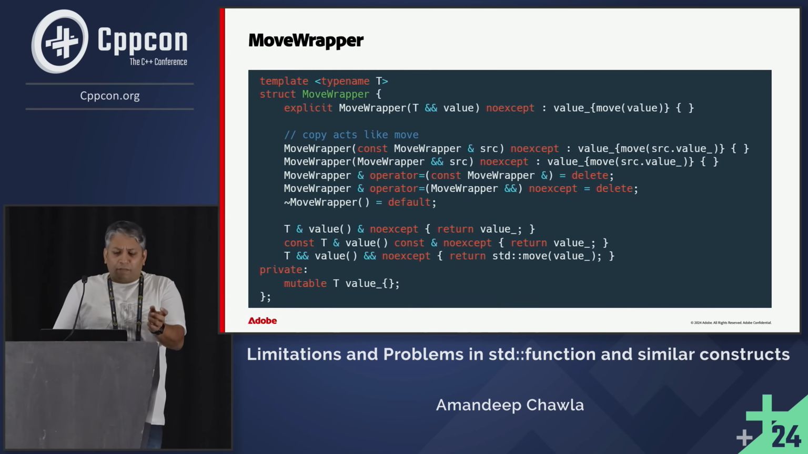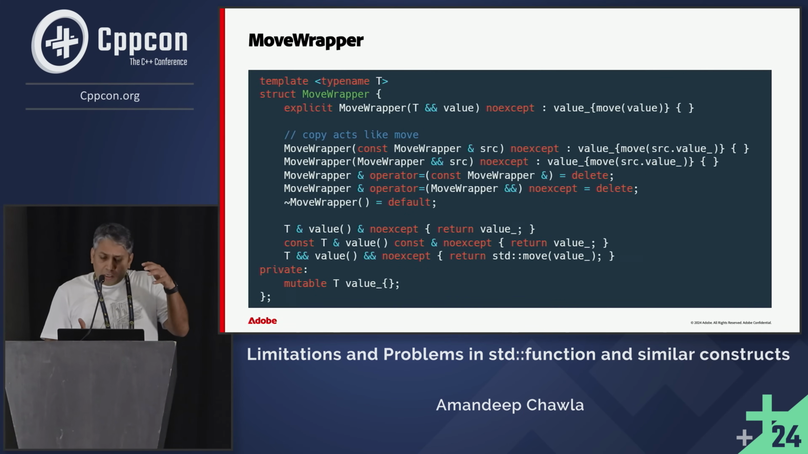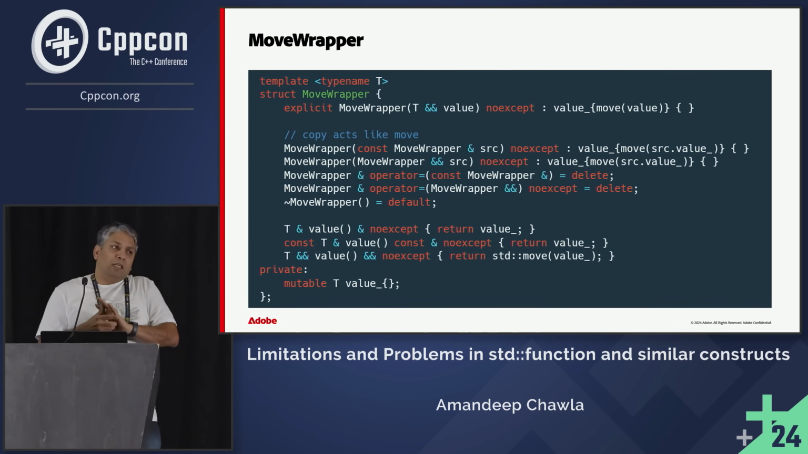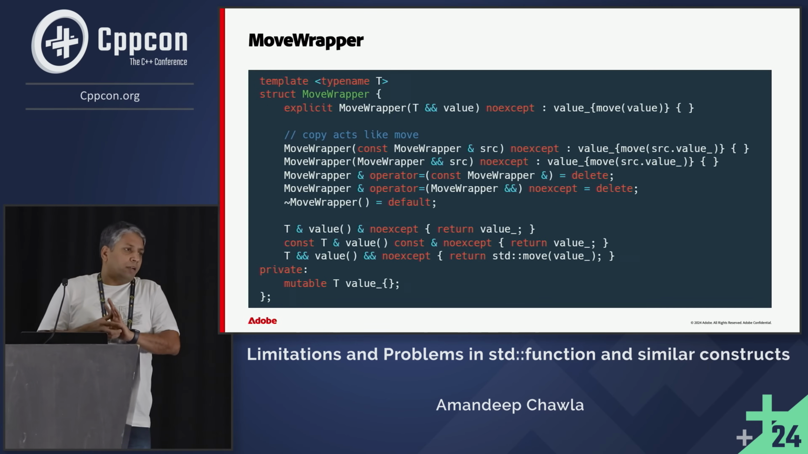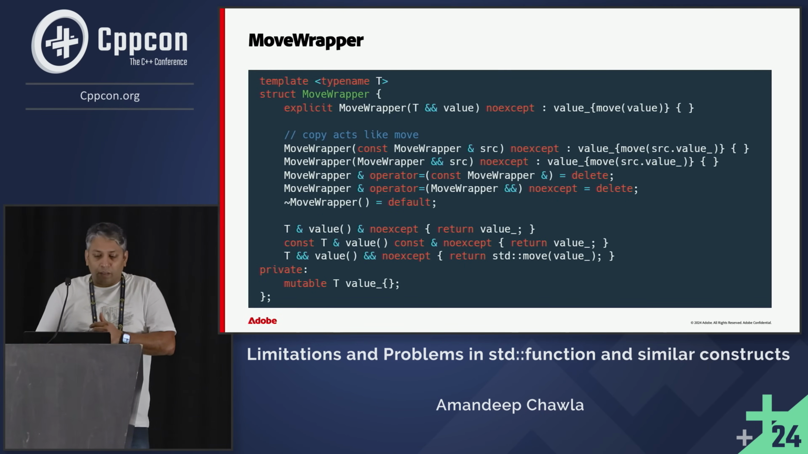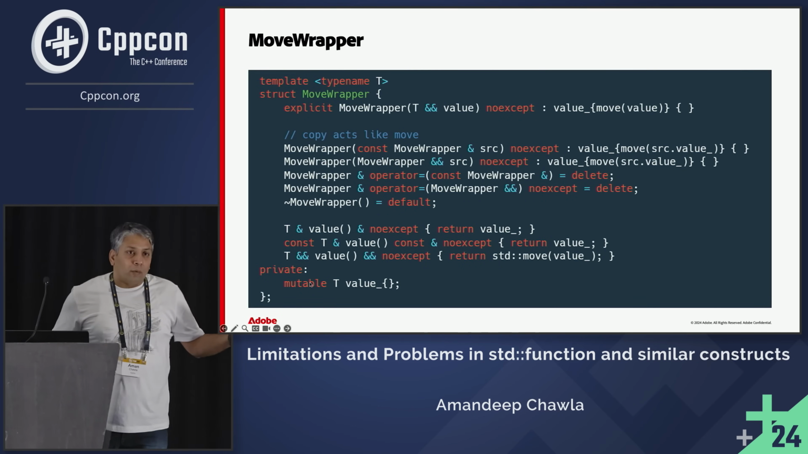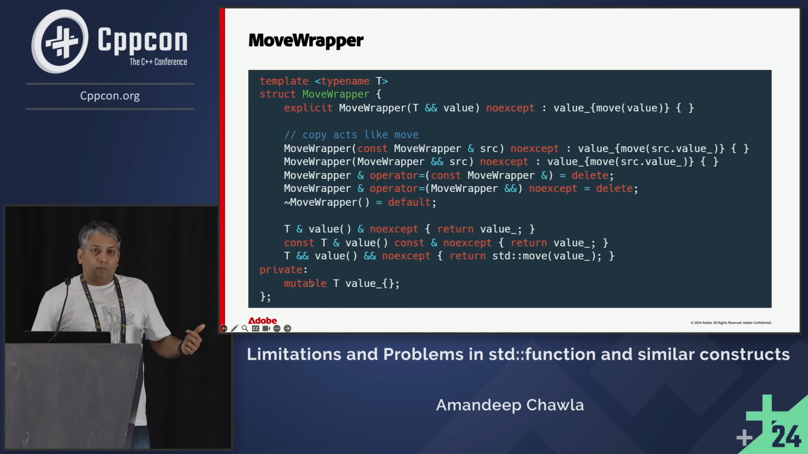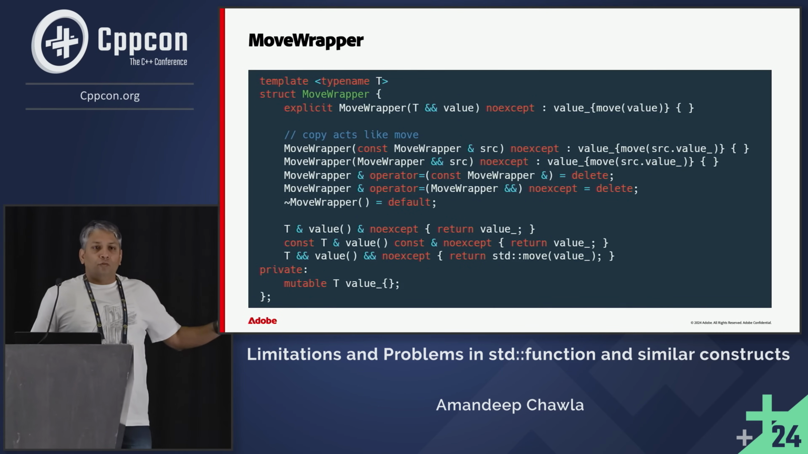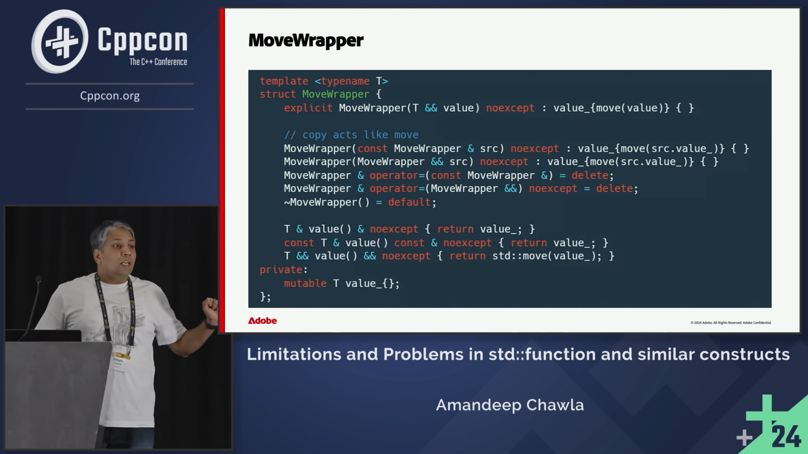So it's very simple. It stores the value, whatever is being provided, and then whenever the copy constructor is called, rather than copy, it will make a move on it. And for that, the value is mutable. Any questions on MoveWrapper? Yeah.